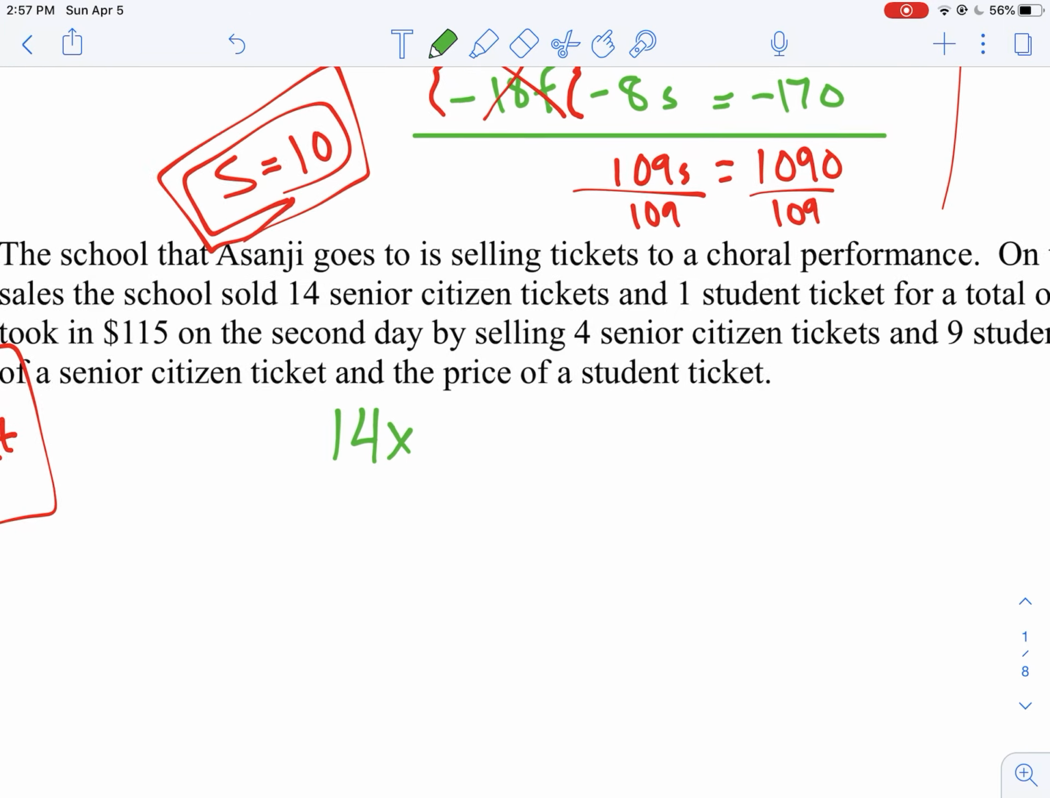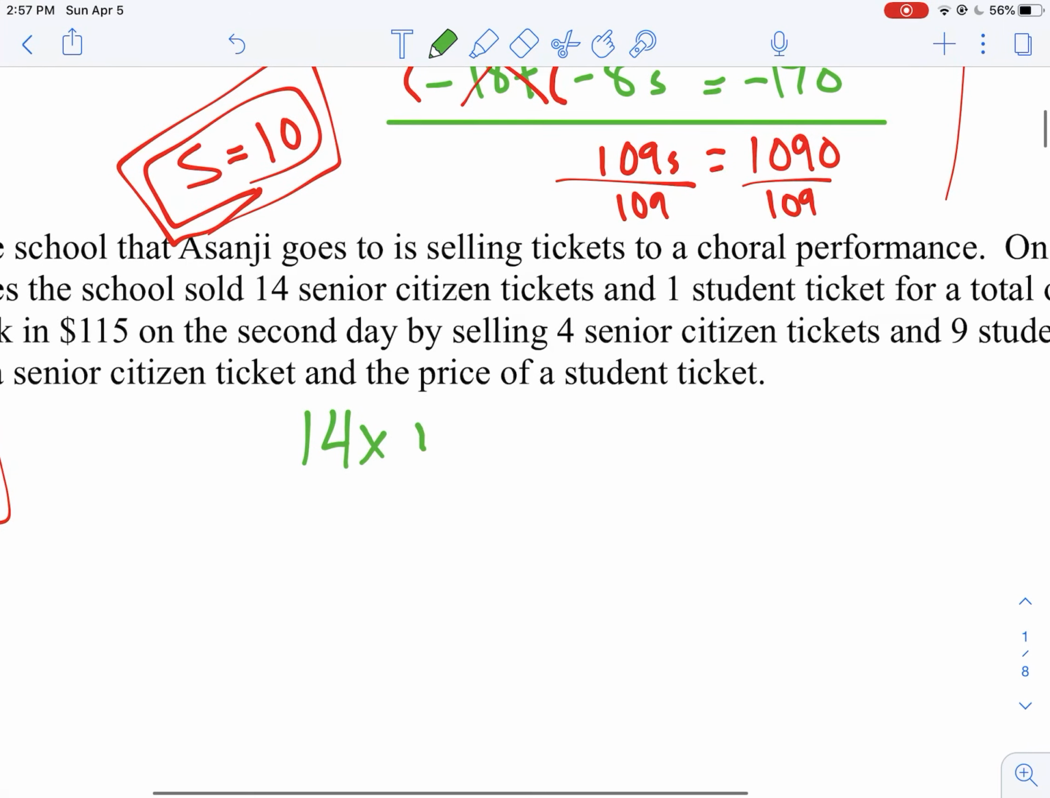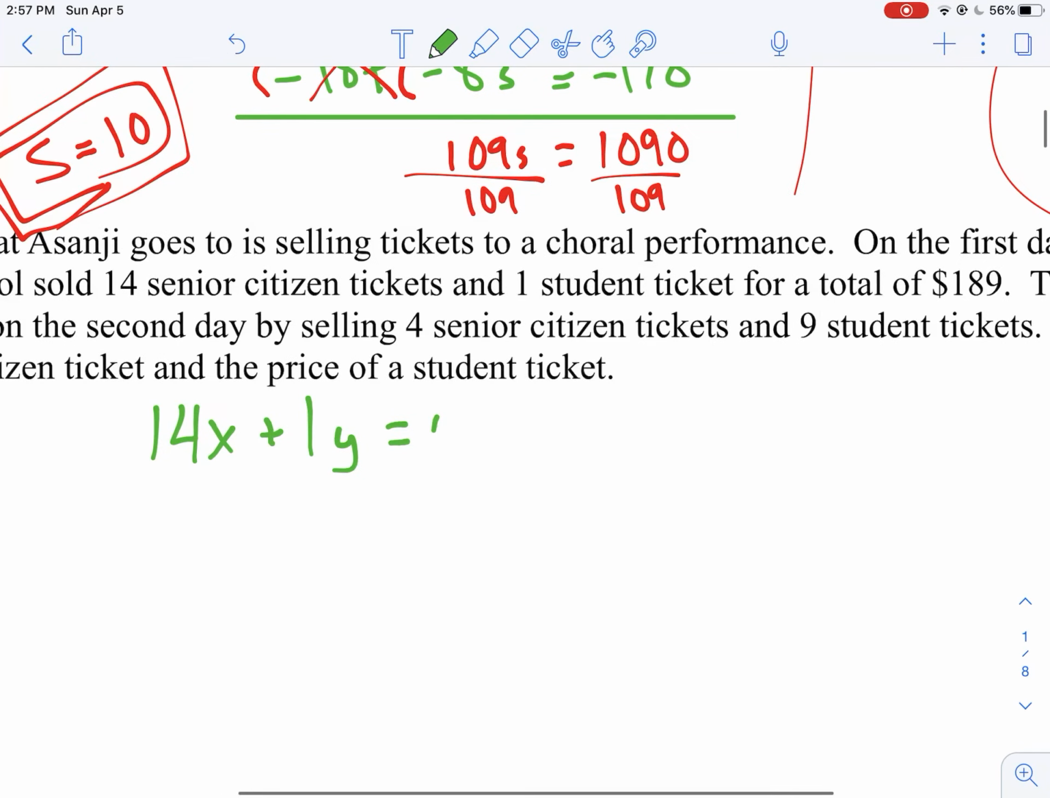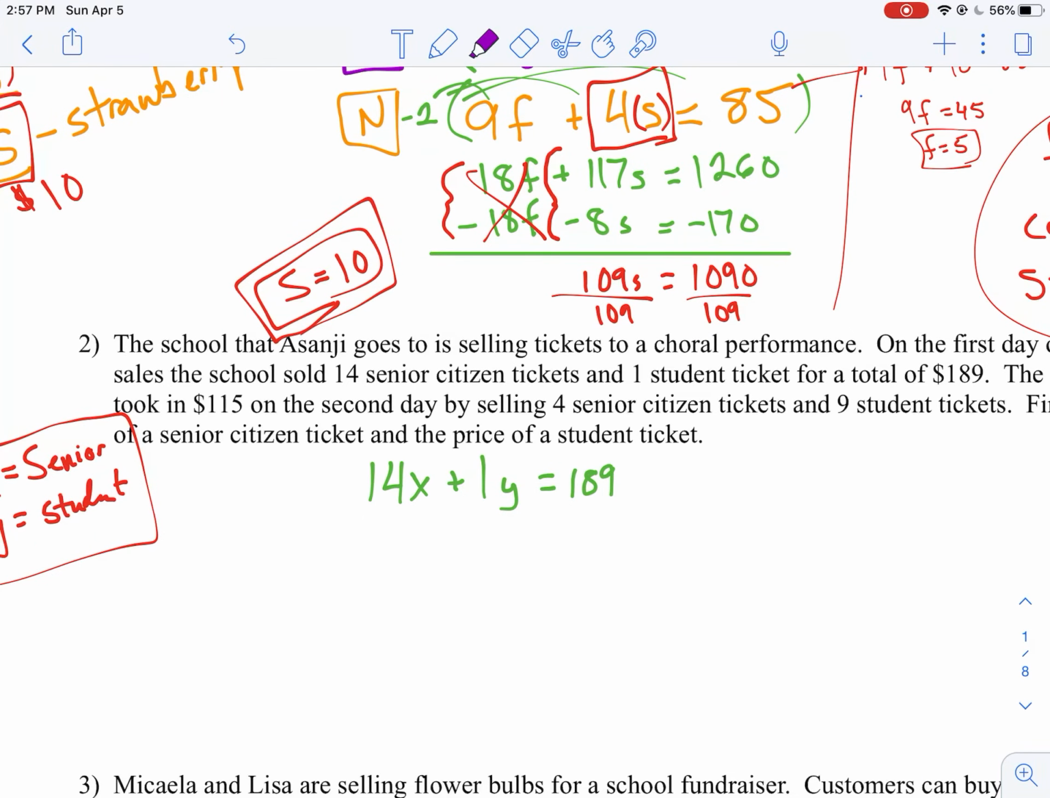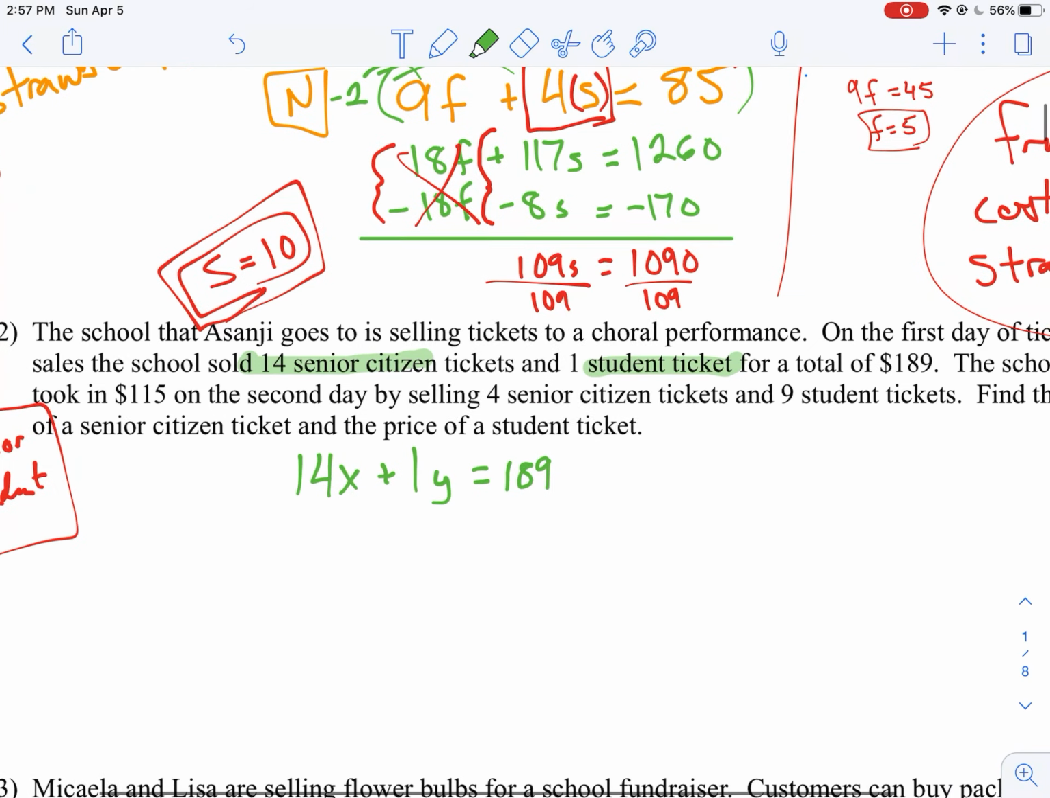Right, and 1 student ticket, 1 Y, for a total of $189. I'm just reading that second sentence, so if you're looking around with me: 14 senior citizen, 1 student, for a total of $189. Now let's do the next sentence.